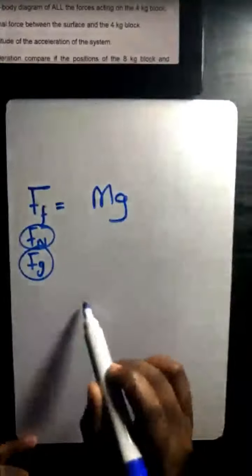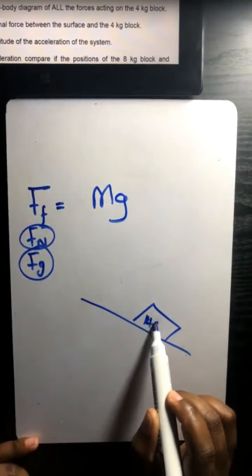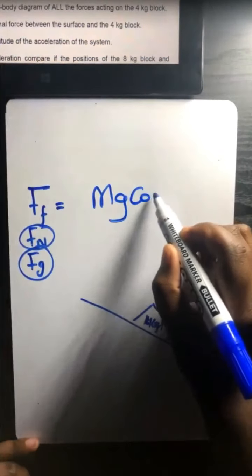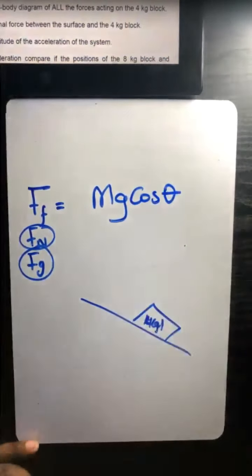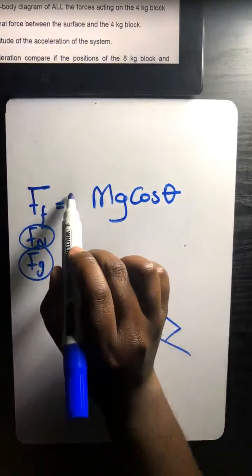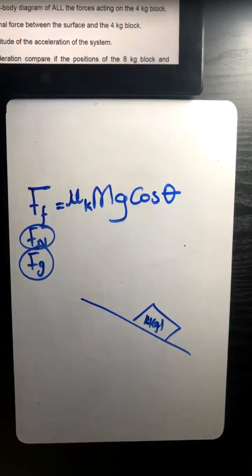So because the 4 kg object is on an incline, then we add cos angle. Now you know where that cos angle is coming from, isn't it? Yes, sir. And because they've specified that the surface has a coefficient of friction of 0.2, it means in our formula we are going to add that mu. Do you agree?